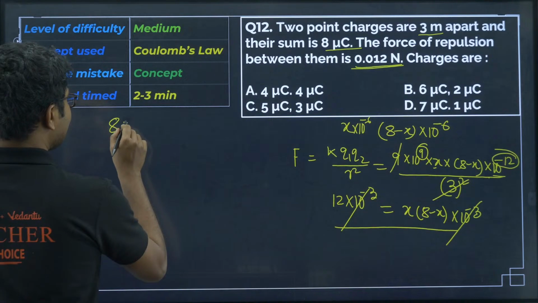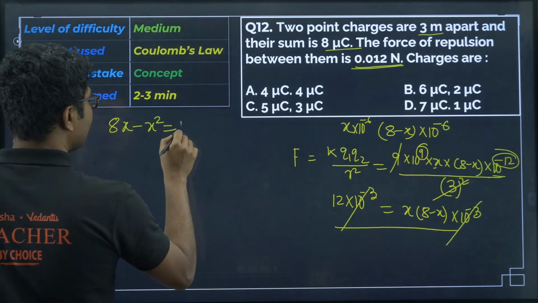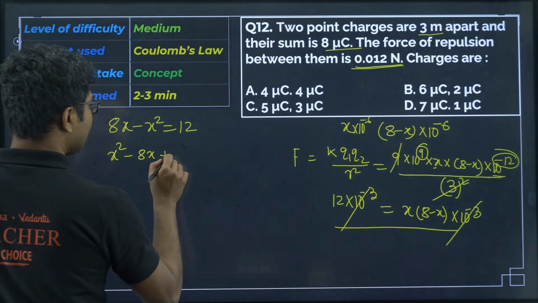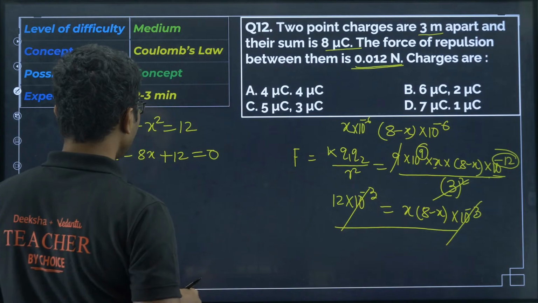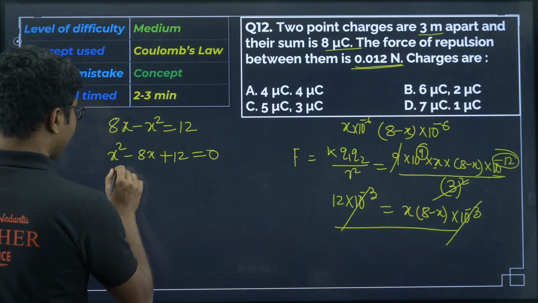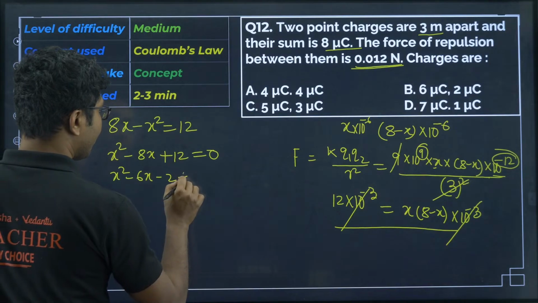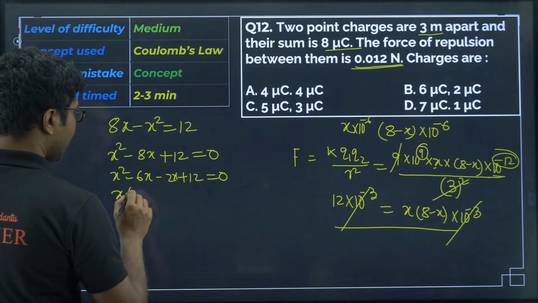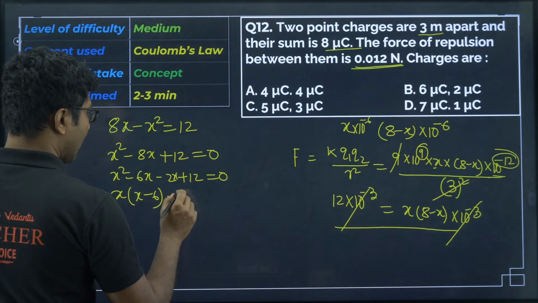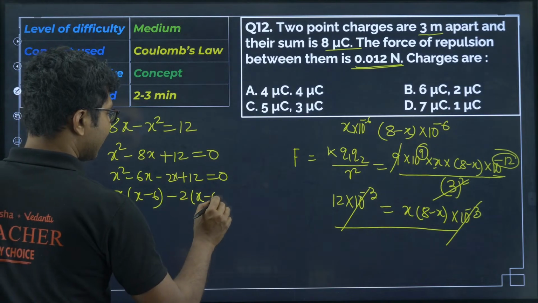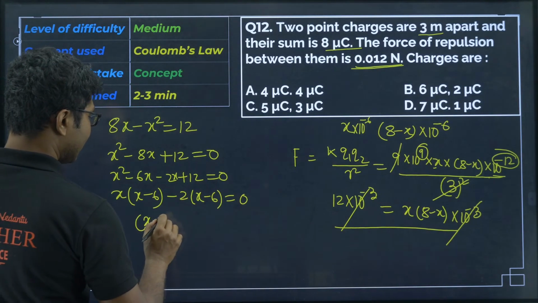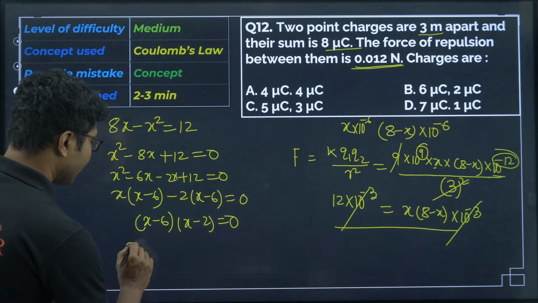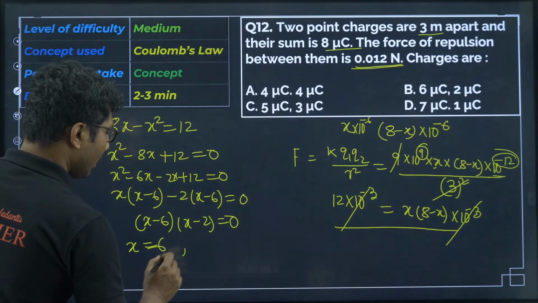So 8x minus x square equals 12, or x square minus 8x plus 12 equals 0. Now you have to factorize it. So x square minus 6x minus 2x plus 12 equals 0. So you take x common: x into (x minus 6) minus 2 into (x minus 6) equals 0. So (x minus 6) into (x minus 2) equals 0. So either x equals 6 or x equals 2.